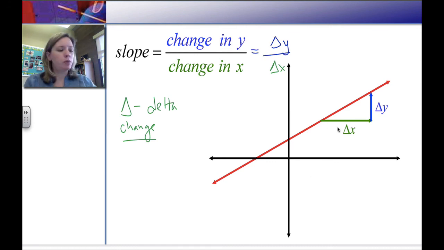So if we were to look at 2 points on the line of this graph that we see, a point here and a point here, we can see that the change in the y values is represented by this little vertical component, and the change in the x values is represented by this little horizontal component. The slope would be defined as this y value divided by that x value.